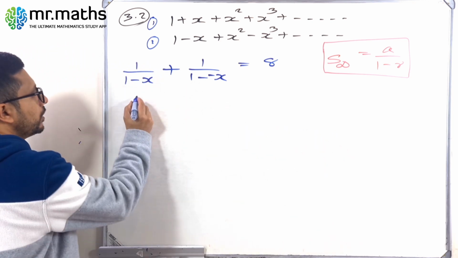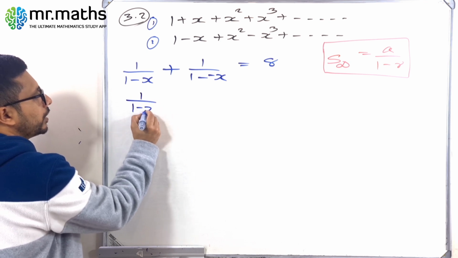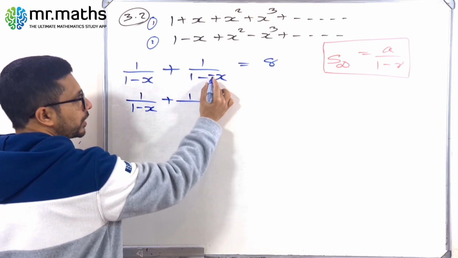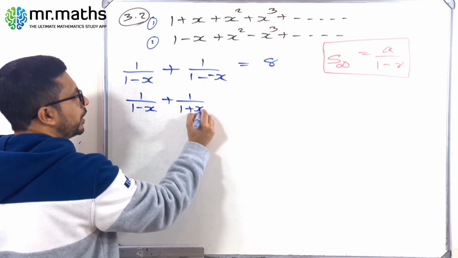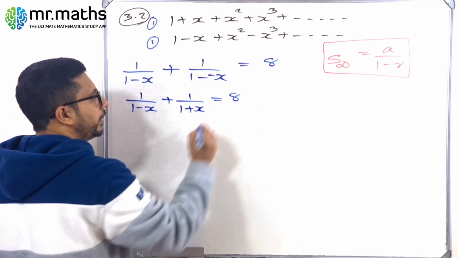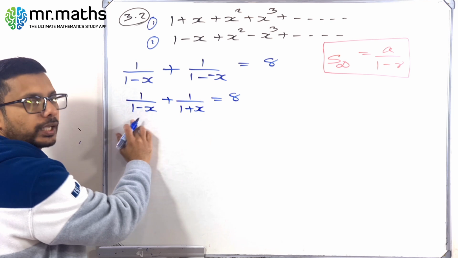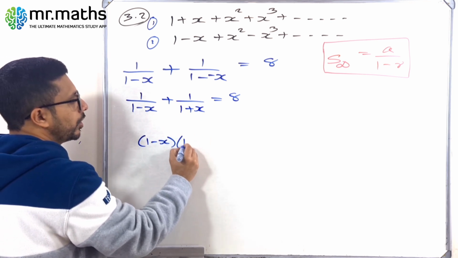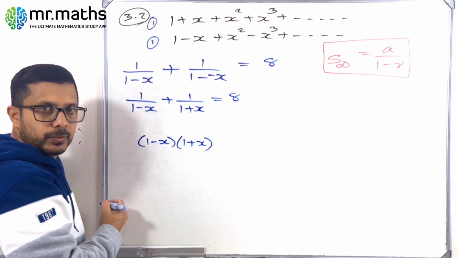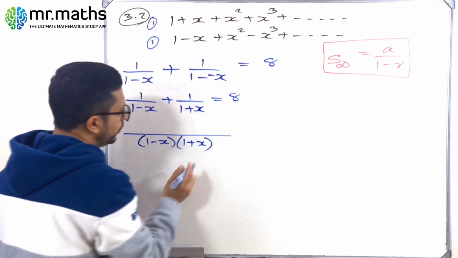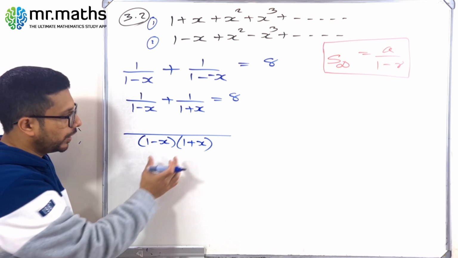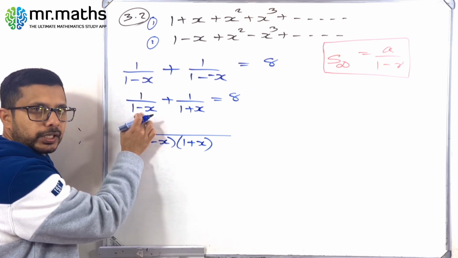So this one is 1 divided by 1 minus x plus 1 divided by 1 plus x is equal to 8. So now we can take the LCM. What is the LCM? 1 minus x into 1 plus x, that is the LCM, am I right? Okay, now I hope you know that LCM method, okay, this one divided by 1 minus x.